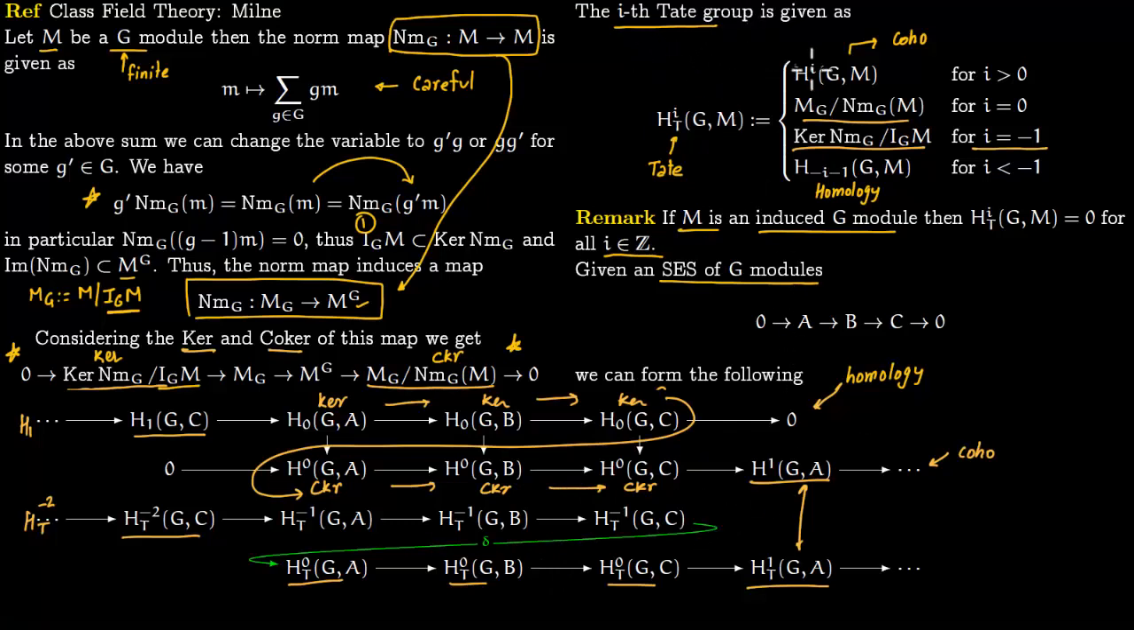This is what the Tate group is, or you can call it Tate cohomology groups, because you are putting i at the top here. And as I said before, this just comes from a careful consideration of the norm map. Carefully looking at the norm map helps us glue the homology sequence with the cohomology sequence to get Tate groups.